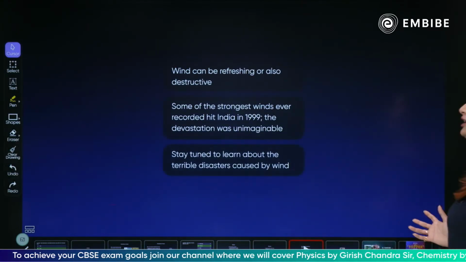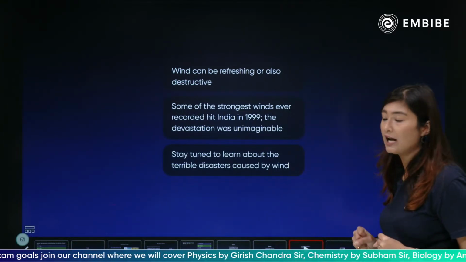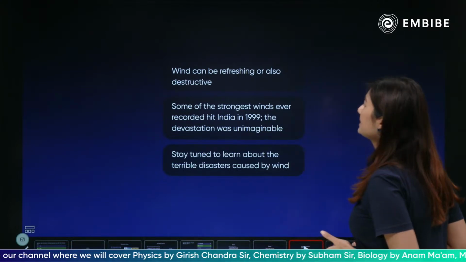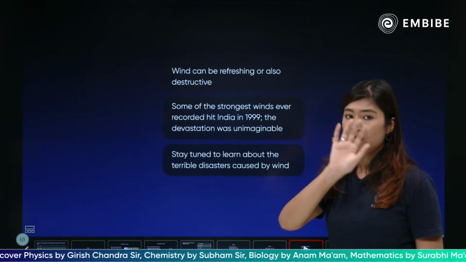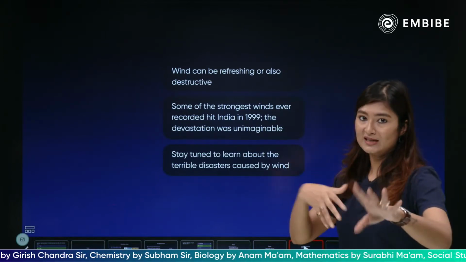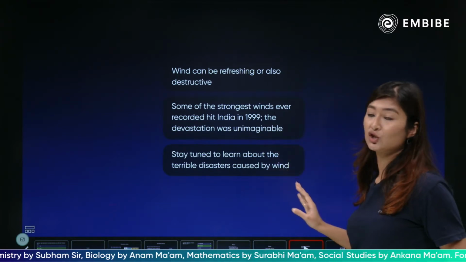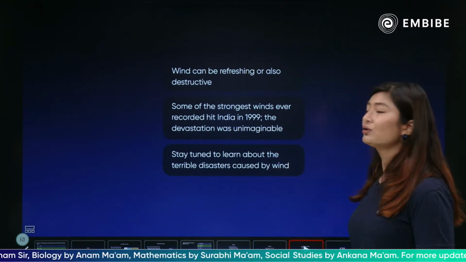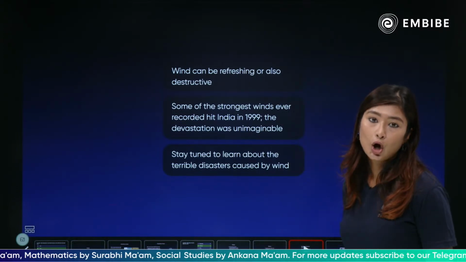Now winds can be refreshing, but winds can also be destructive. It can be pleasant, it can be scary. Some of the strongest winds ever recorded that came to India was in 1999. You have probably not experienced it, I don't remember it. The devastation was unimaginable. So let's stay tuned to learn what these winds were and how these disasters are caused.